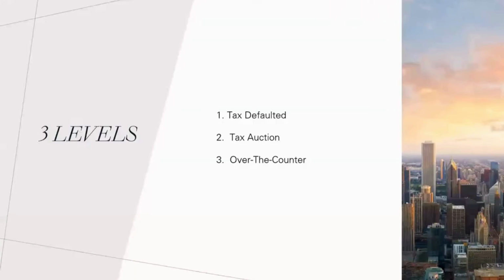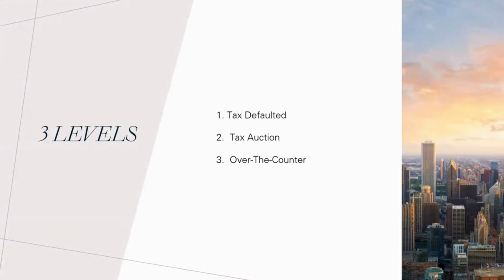So essentially there's three levels, right? Level one is tax defaulted properties. This is essentially where people fall behind on their property taxes. And you can begin to reach out to these individuals who are behind on paying their property taxes. Number two is a tax lien or tax deed auction. Some states are tax lien states, some states are tax deed states, and they have auctions all the time, all around the United States.